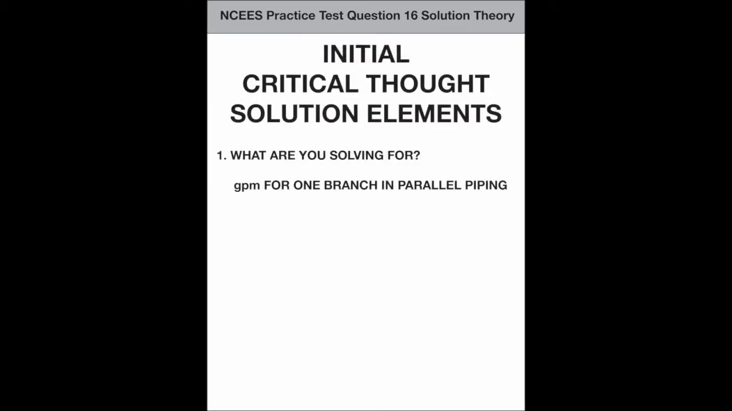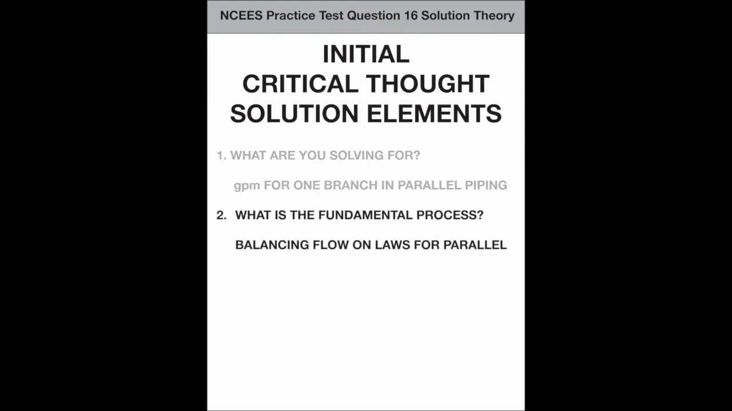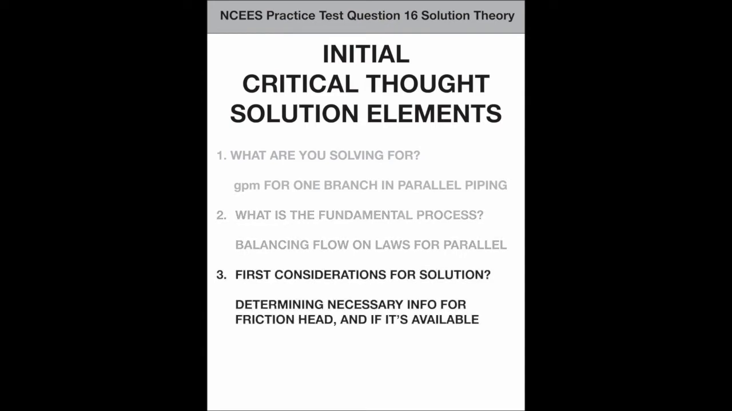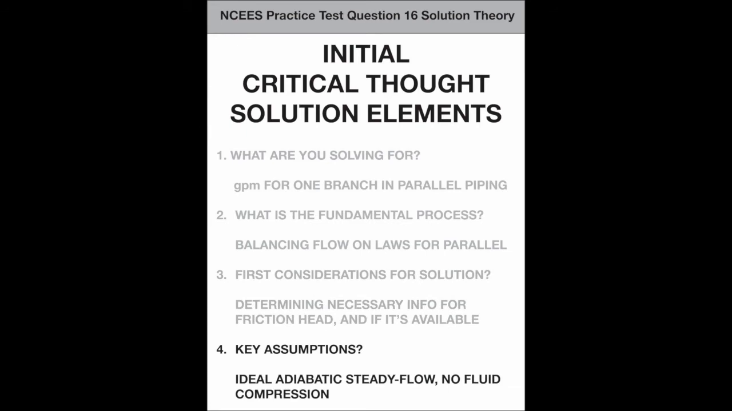Initial critical thought solution elements. 1. What are you solving for? GPM flow for one branch in a parallel piping system. 2. What is the fundamental process? Balancing flow based on fundamental laws for parallel systems. 3. What are the first considerations to find the solution in connection to the fundamental process? Determining what is necessary information for calculating friction head and if it's available. 4. Are there key assumptions? Ideal adiabatic steady flow conditions with no fluid compression.